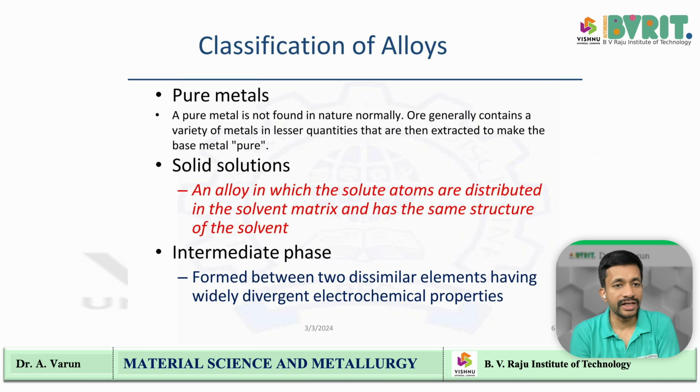Of course, we understand what a pure metal is, what it takes to form one, and its limitations, to be precise. We also know that an alloy, which is also called a solid solution, is a combination of two or more metals. And when we have two very dissimilar elements having widely divergent properties, it is called an intermediate phase. That is the classification.